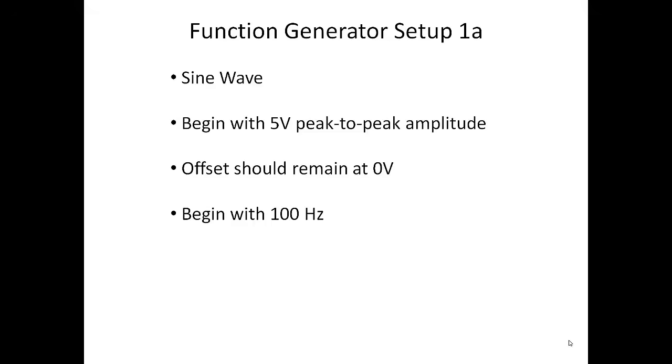For the first circuit, you will need to set up your function generator as a sine wave, 5 volts peak to peak with 0 offset. But you need to change the frequency from the default value of 1 kHz down to 100 Hz.